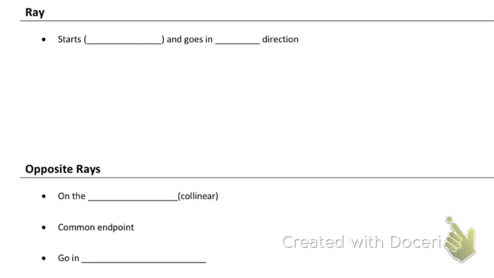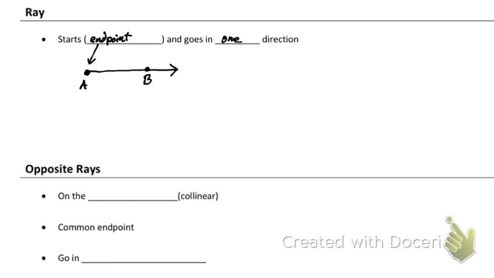All right, continuing on. A ray. Well, a ray starts and then goes forever. So it starts at an endpoint. Remember, a segment has two endpoints. A ray only has one endpoint. It's going to start at an endpoint, and then it's going to go in one direction. So an example of a ray: it has one endpoint, and then it goes on forever.